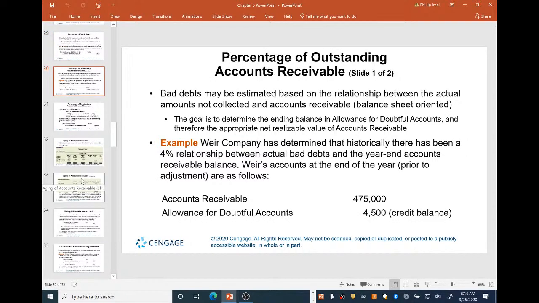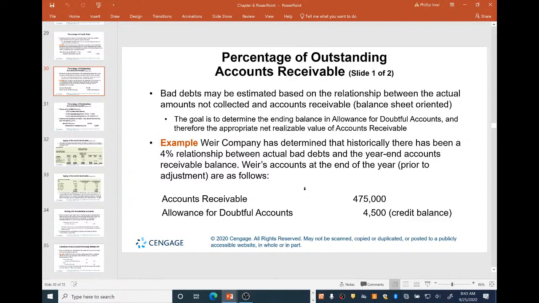Percentage of outstanding accounts receivable. So it says here, bad debts may be estimated based on the relationship between the actual amounts not collected and accounts receivable, balance sheet oriented. Once again, the goal is to determine the ending allowance for doubtful accounts and appropriate net realizable value of accounts receivable. The example here is Weir Company has determined that historically there has been a 4% relationship between actual bad debts and the year-end accounts receivable balance.